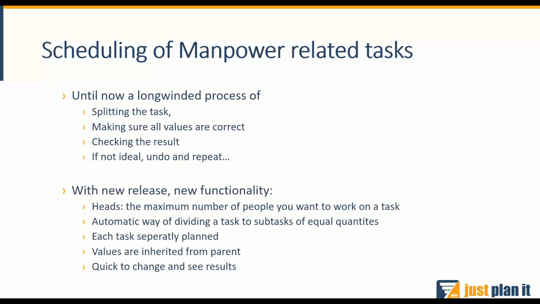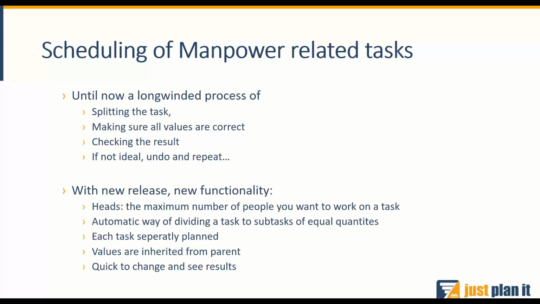Now, how did you do it before? How could you tackle such a case beforehand? We always had the option to split a task. But that was kind of a long-winded process, because you needed to split the task, check all the subtasks if the values are still correct the way you want them, then take a look into the results if those match or not. If they're not, you had to undo until you're back to the main task and repeat the process again. With this new release and the new functionality of the heads, all of this work gets done for you.